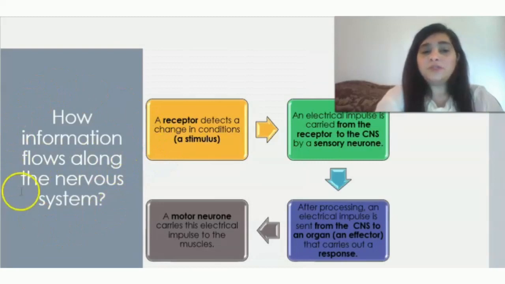How does information flow along the nervous system? So first of all, a receptor detects a change in condition. For example, a stimulus is detected by a receptor. Receptors are also known as the sense organs. So once the stimulus is received by the receptor, an electrical impulse is carried from the receptor to the central nervous system with the help of sensory neuron. After processing, an electrical impulse is sent from the central nervous system to an organ, an effector that carries out a response. A motor neuron carries this electrical impulse to the muscles.